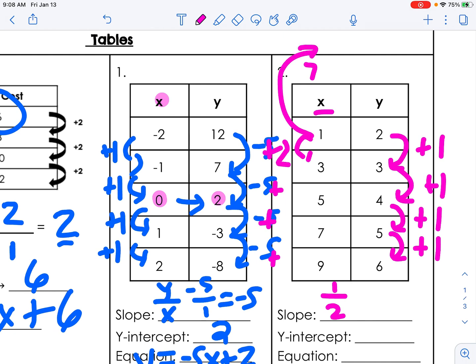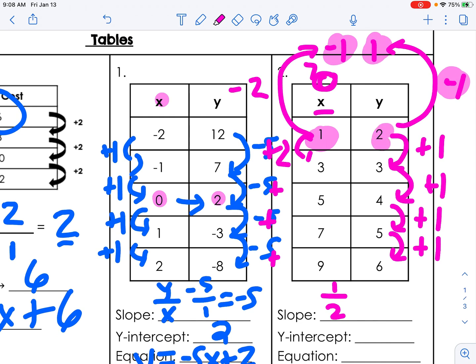So let's think about if we went back 2, that would give us a -1. Which means if we went back 1 on the y's, we would be at 1. 0 is in between -1 and 1. So you got to think about what's in between 1 and 2. That would be 1.5.